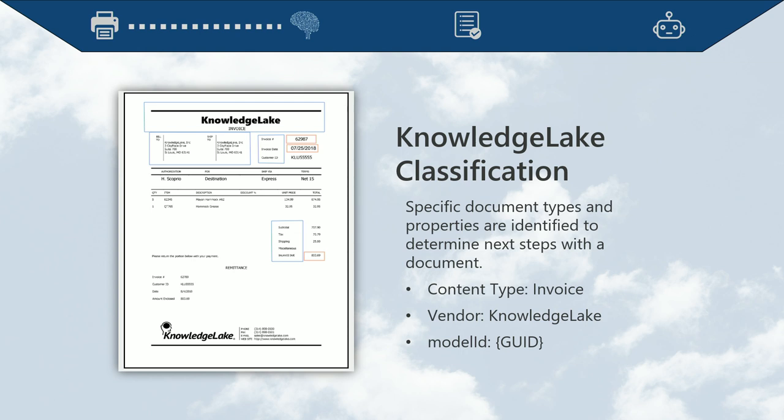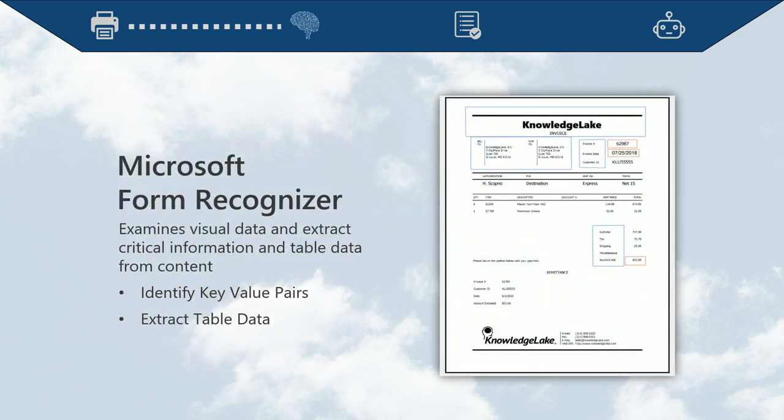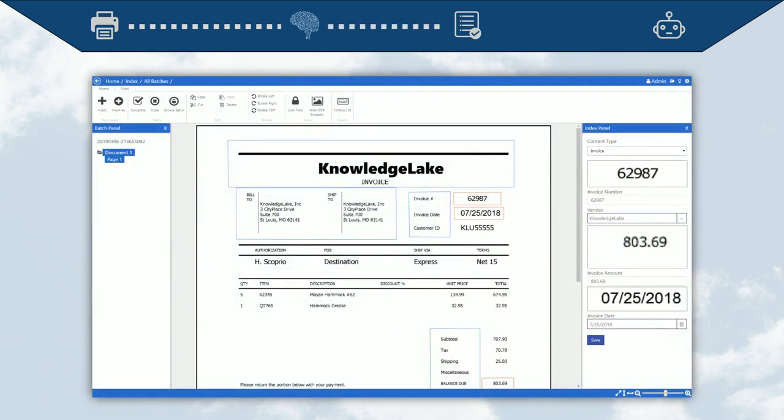So once we understand what that is, we then pass that content to Forms Recognizer, which then interrogates the document, finds all those key value pairs, and then extracts all that information and passes it back to Knowledge Lake. We then present that to a user for any QA or correction needed.